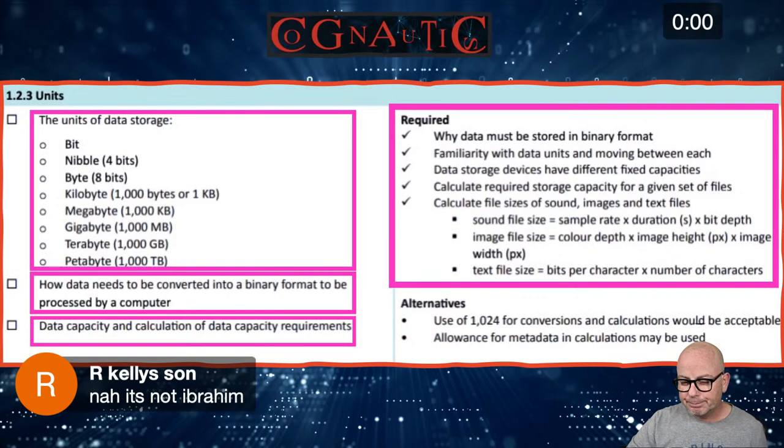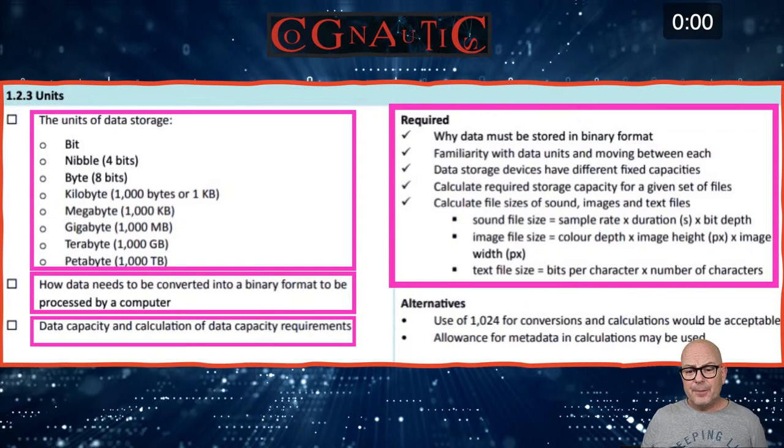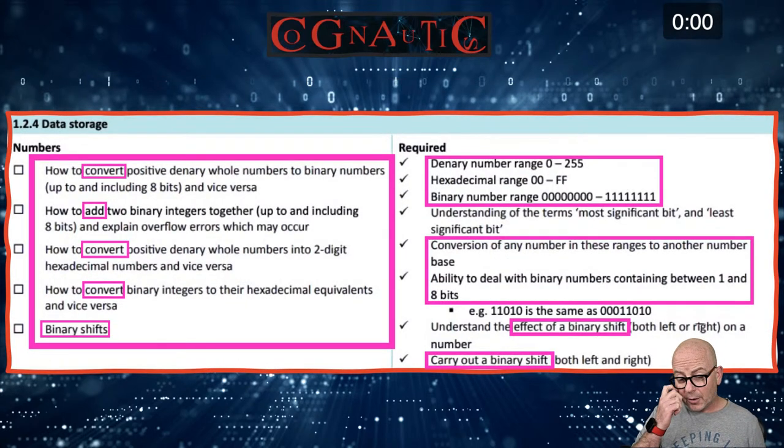So if we go on to the next one, which is in more detail on 1.2.3 units, we'll have a look at these and I'll explain to you how they work and their sizes. And then we'll talk about how data needs to be converted to binary, or why it needs to be converted. And then we'll look at capacity requirements. And we'll go through why in binary format and so on. Okay, and then just a bit more detail on the next part, convert, add, and binary shifts, which really is our job today, which is why I'm speaking so quickly, because I've got a lot to get through.